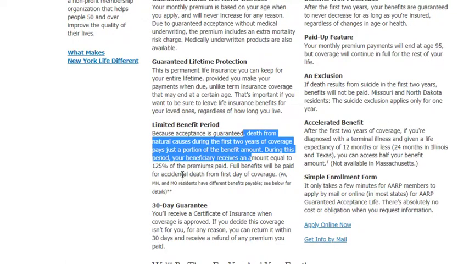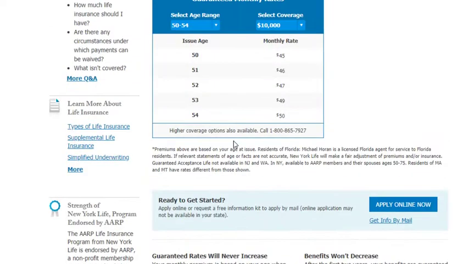You'll receive money paid in plus 125% of the premiums paid. So it's just a small portion of it. And then you'll have full death benefit for accidental death. You have to get through 2 years before that's full protection. So this is where you can't qualify for the regular product.